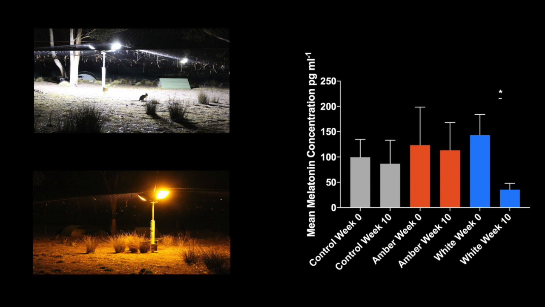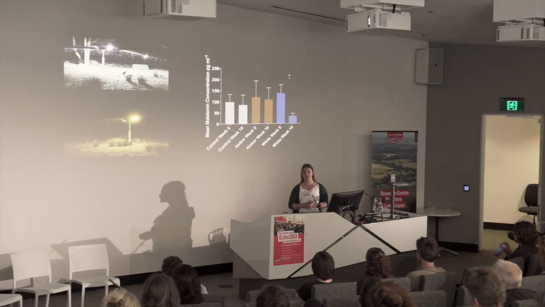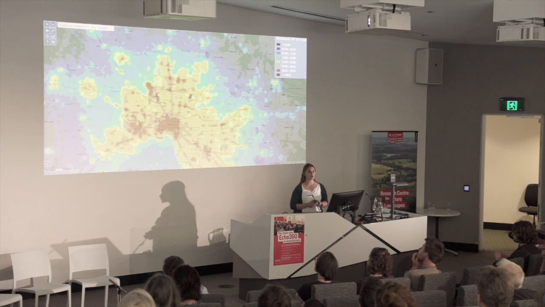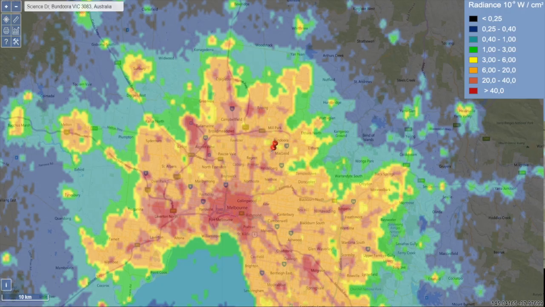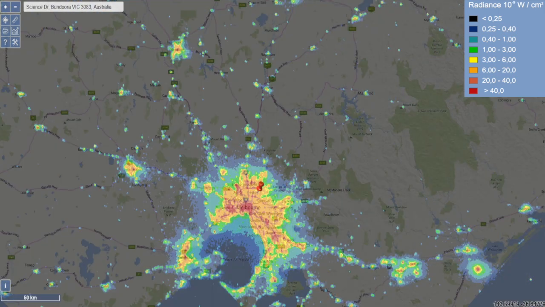This is a really important result. Over the next few years, I will continue to study the behaviour, health and reproduction of a number of Australian animals to determine the best lighting for our wildlife. While over 500,000 white LEDs have already been installed in Australia, it is not too late. If we look at this light pollution map around Melbourne, compared to Victoria.